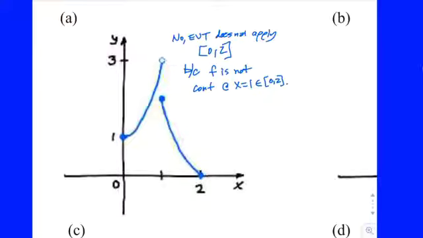Did this one over here have a max and a min, even though the EVT didn't apply? Did it have a min? It had a min of 0 at 2. Did it have a max? No. What if these open and closed circles were switched? Would it then have a max? Yeah, and a min, right? So just because the EVT does not apply doesn't mean we still can't have a max and a min.